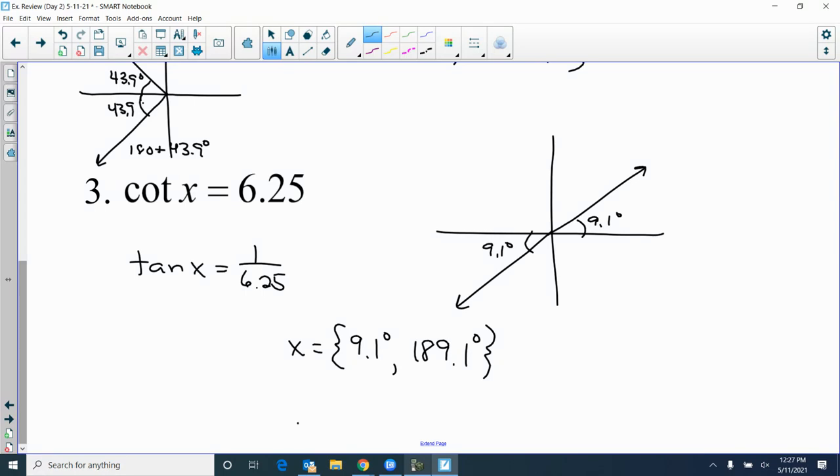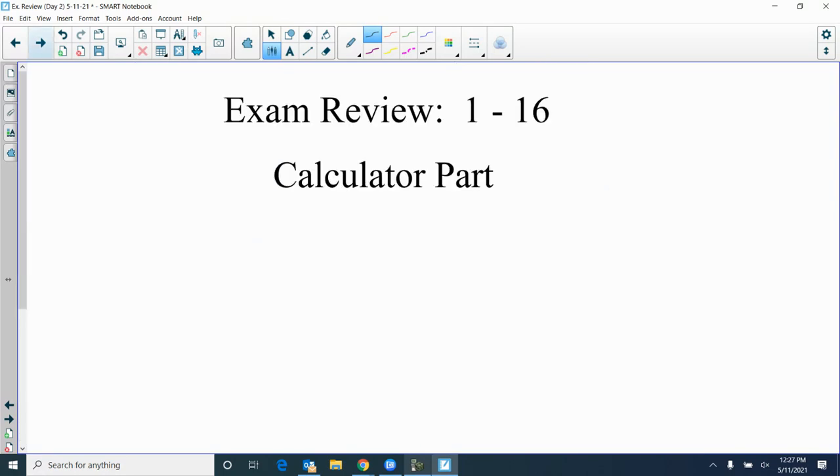All right, I want to just hit a few of those from the calculator part. I'd encourage you to get through like number 16. You need to work at least to the end of the period, see how far you get. If you got questions individually, let me know. If you want to work with somebody, that's fine.